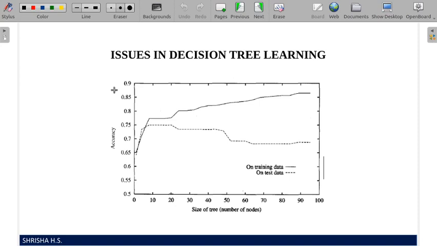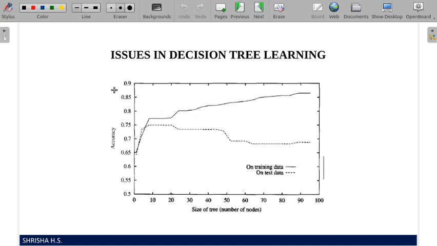So on the test data, the accuracy remains the same or starts decreasing. It will not grow. This is an illustration that the accuracy of the prediction on new data will either stay the same or decrease as the hypothesis, or in this case the size of the tree, becomes more fine-tuned. So there should always be an optimum amount of training.